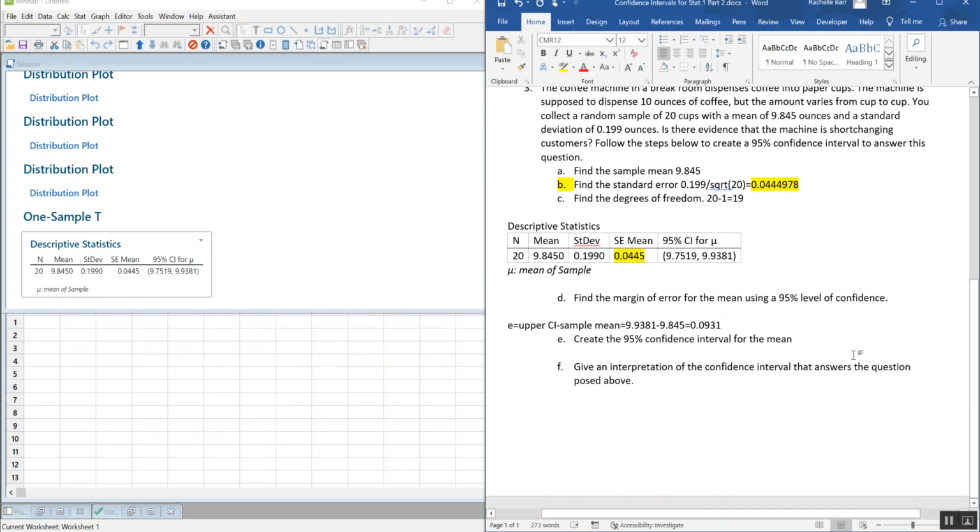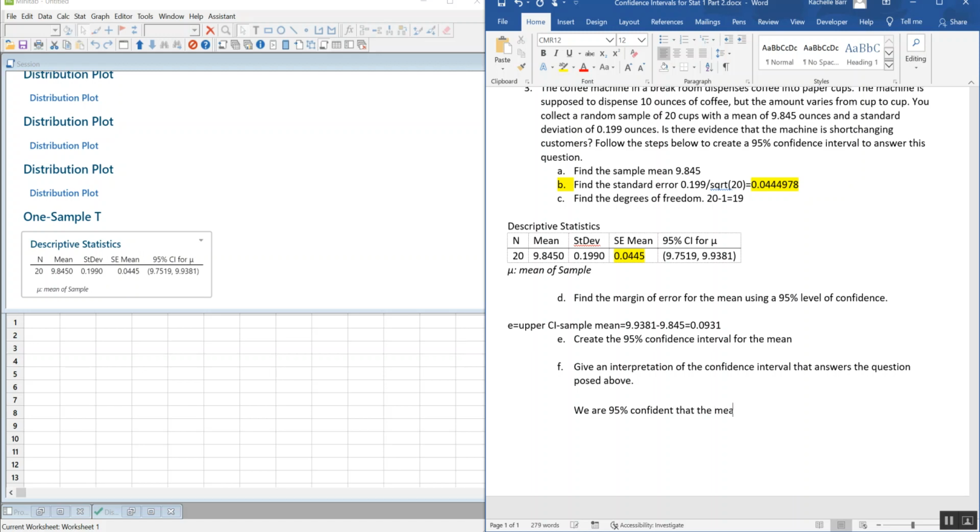Create a confidence interval. We did that. That's right here. Give an interpretation. So I looked at this and I was like, oh no. Take a look at the coffee. Is that 10 ounces? It is not. We are 95% confident that somebody is gypping us because we got less coffee than what we should be.